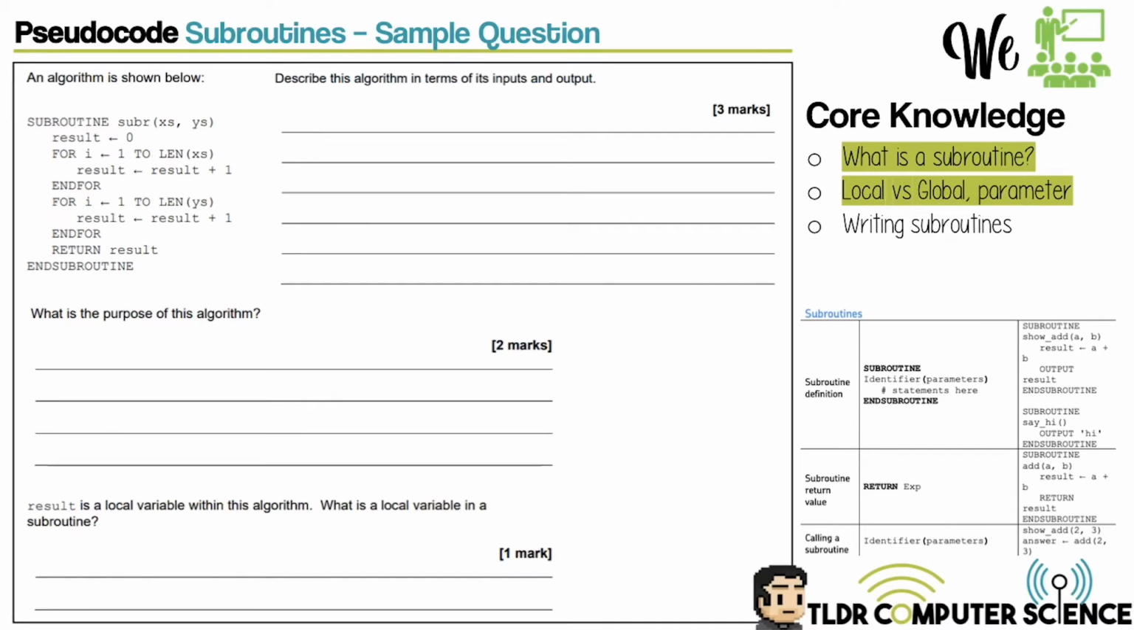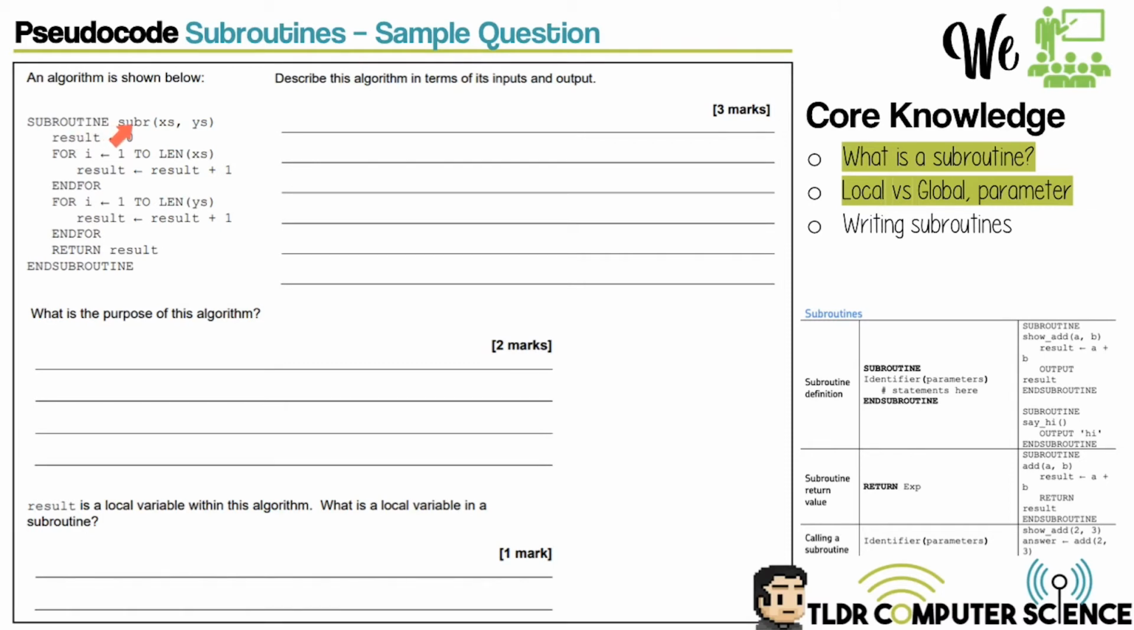Okay, let's have a look at this. It's another exam question, but this is a bit of a change. Not a trace table anymore. It shows you an algorithm of a subroutine. And the first question is, describe the algorithm in terms of its inputs and of its outputs.